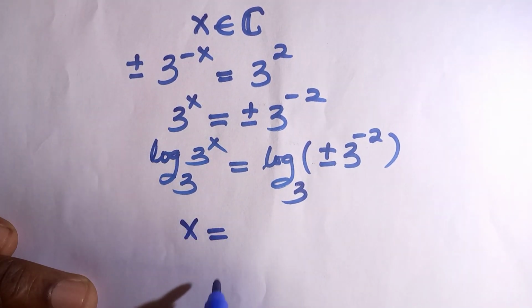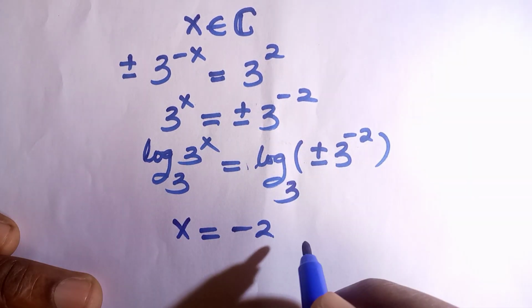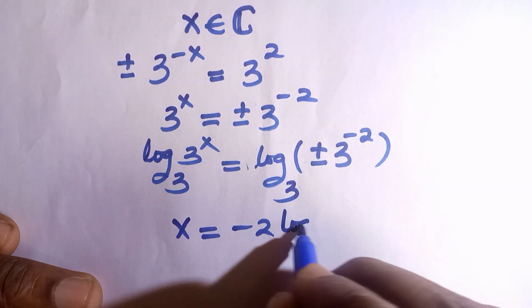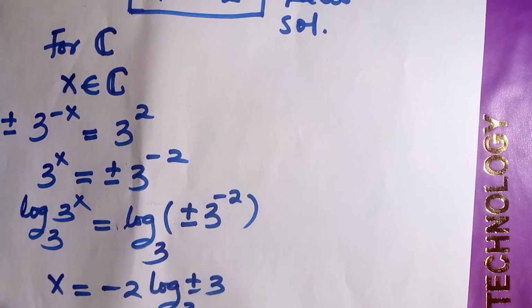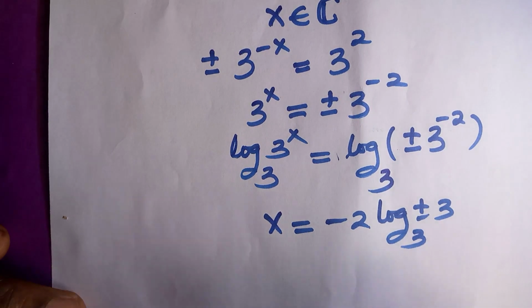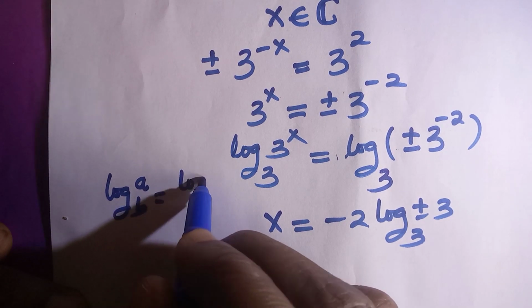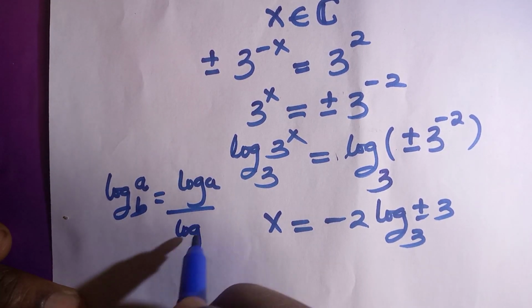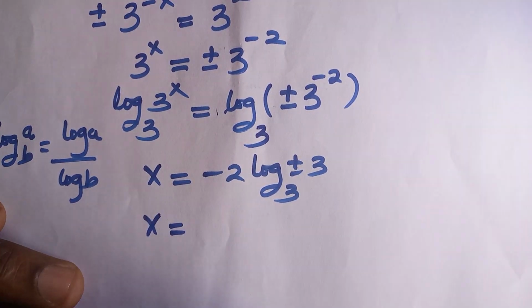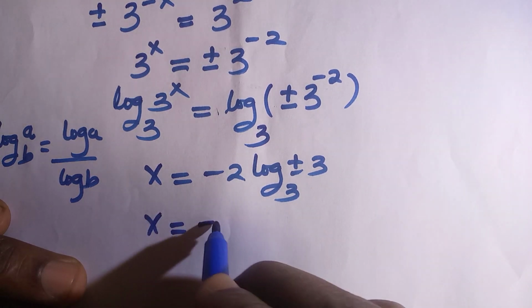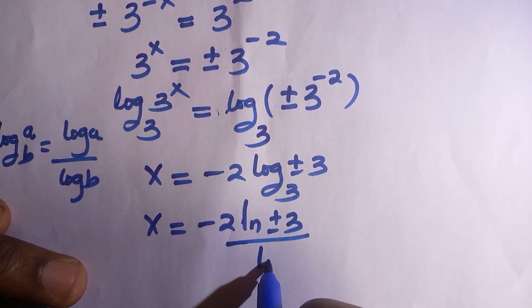We get the value of x equals the logarithm of negative 2, because this is the power, the power comes down, and we have the logarithm of plus or minus 3 base 3. And then I can leave this, or I will consider this law, by breaking the logarithm and the base. Suppose we have logarithm of a base b, this is the same thing as log a divided by log b. But I'm not using logarithm again, I'm using the natural logarithm, which is ln, just to beautify the work.